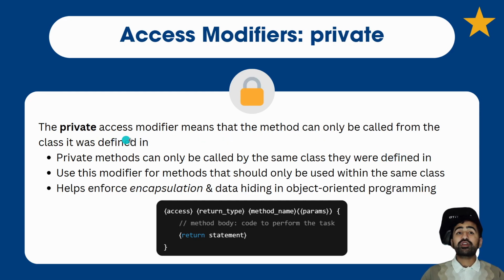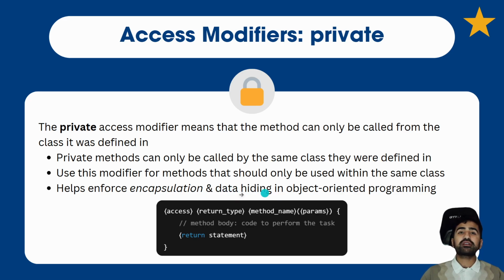All right, maybe you want to restrict things, right? We're not going to take a deep dive on why you would restrict things yet. We have to learn a little bit more about classes before we get into that. But the private access modifier is if you want to restrict it to only use a method inside the class it was created in, it was defined in. So private methods can only be called by the same class they were defined in. Use this modifier for methods that should only be used within that same class they were created in. This helps enforce encapsulation and data hiding.